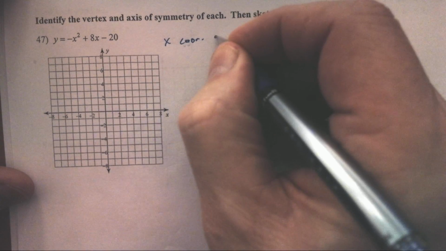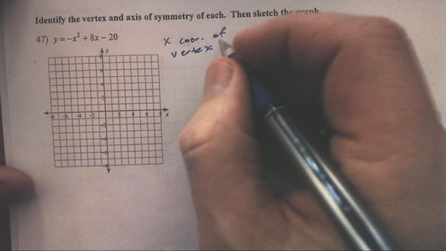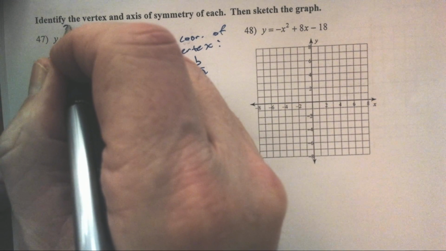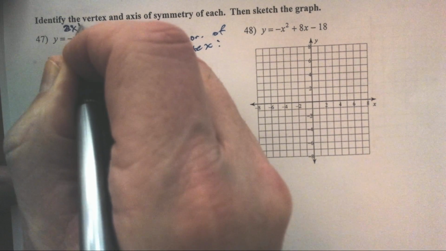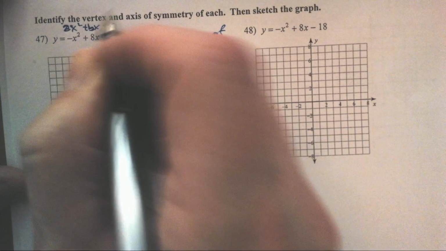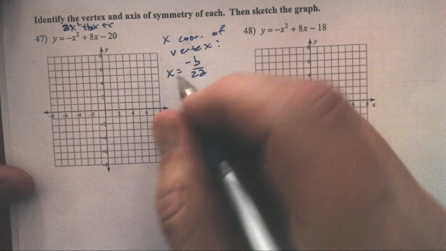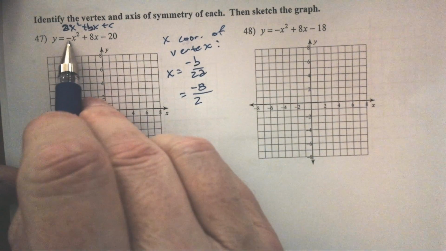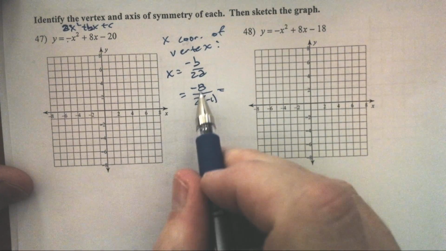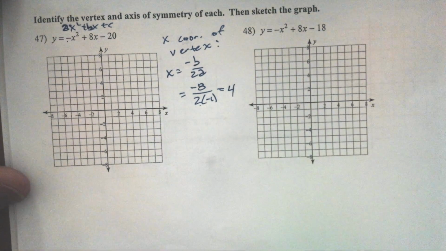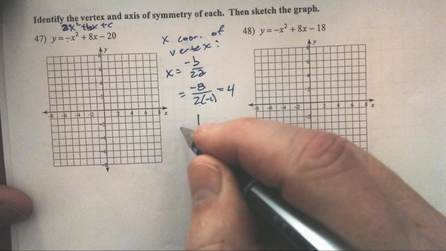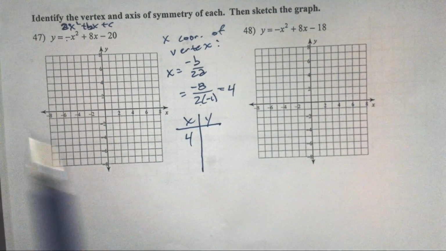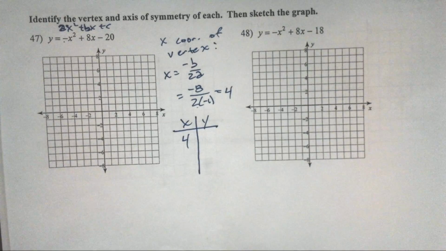The x coordinate of the vertex is at negative b over 2a, if this is in the form of ax squared plus bx plus c. It's negative b over 2a. Therefore, it is the opposite of 8 all over 2 times negative 1. That's negative 8 over negative 2. That's 4. So I'm going to build a t-chart around 4. What I'm claiming here is the most interesting value of x is going to be 4.